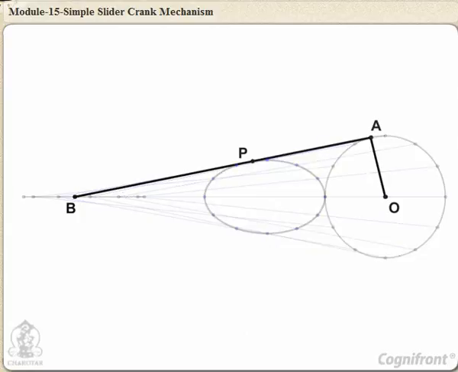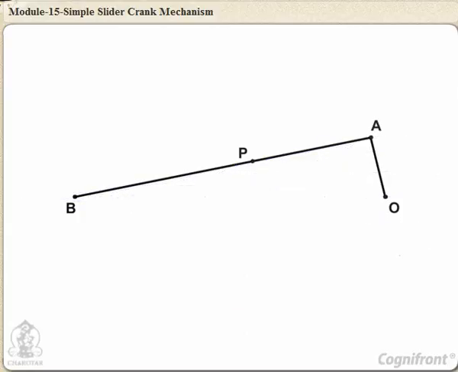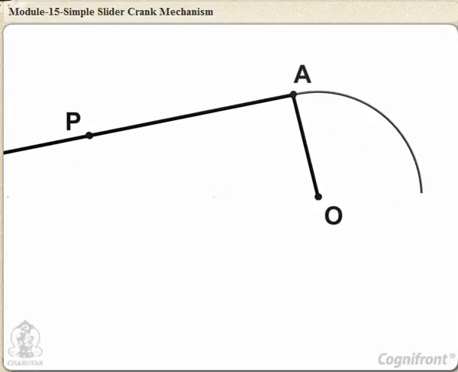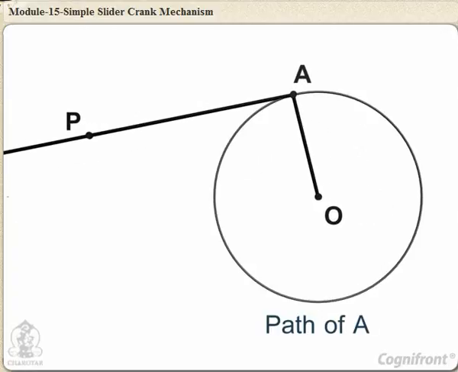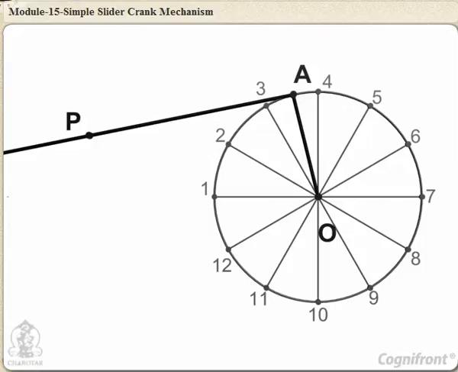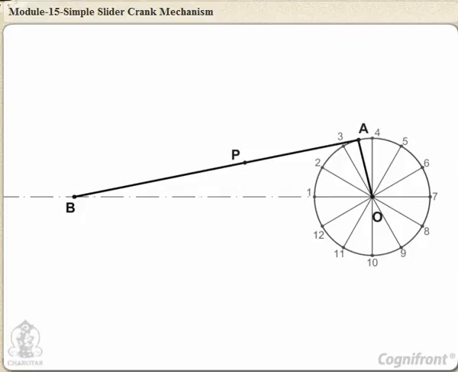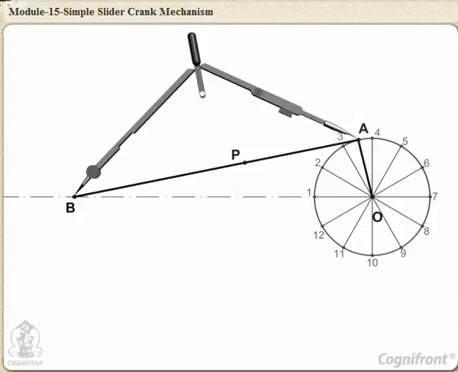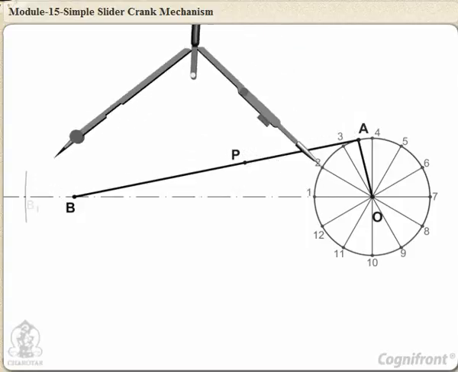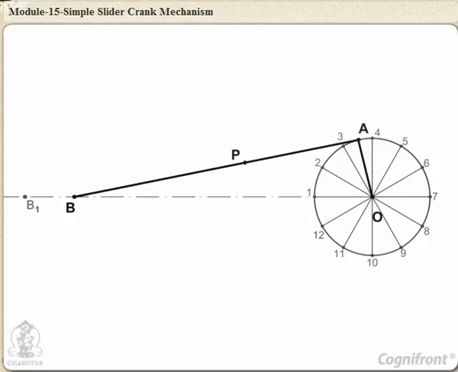Let's see the stepwise procedure to draw the above path. First, draw a circle which is the path of point A. Then, divide the circle into 12 equal parts. From the center of the circle O, draw the center line which passes through the end point P of the rod. With center 1 and radius AB, cut the path of P at point P1. Draw a line joining 1 and P1.